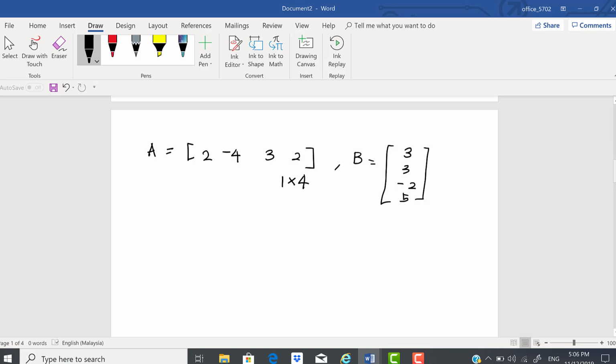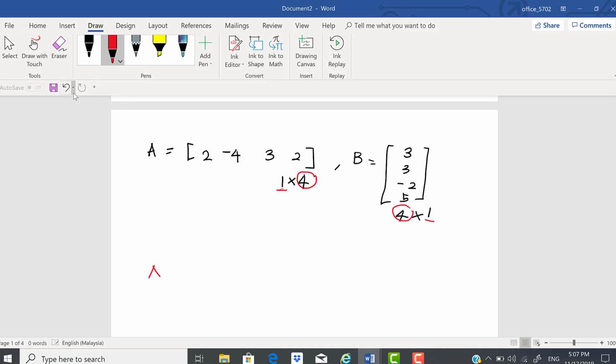And this one we have 1 row, 2 rows, 3rd row and 4th row. So we have 4 rows. Then how many columns? We have only 1 column. So this is a 1 by 4 matrix times a 4 by 1 matrix. So we see that this one is equal, 4 is equal to 4. That means you get the answer, a 1 by 1 matrix.